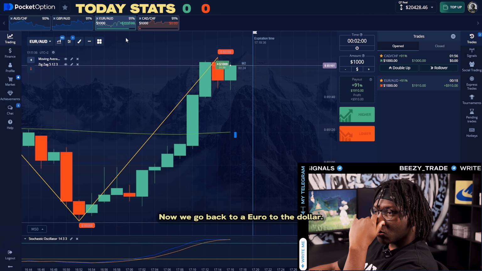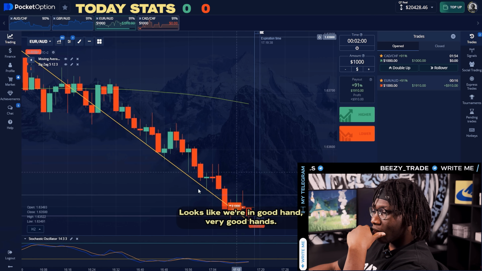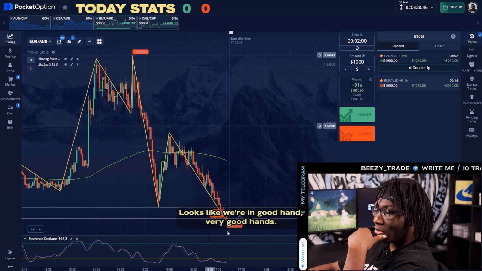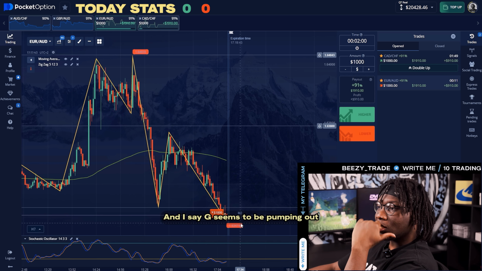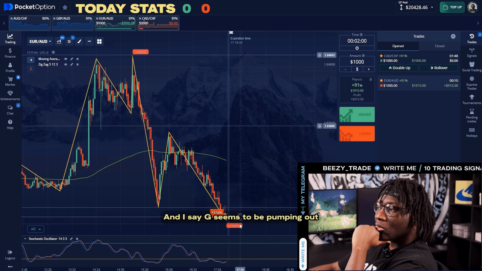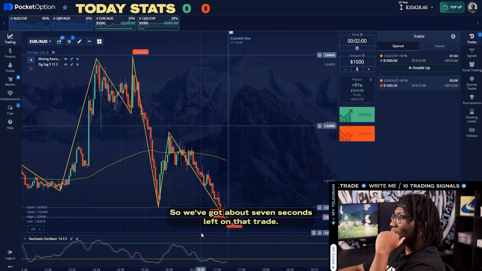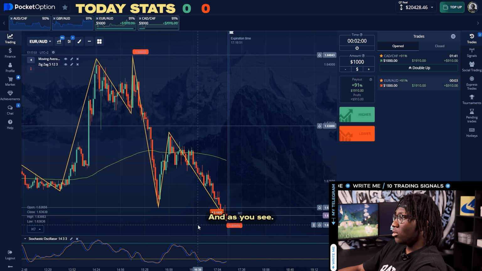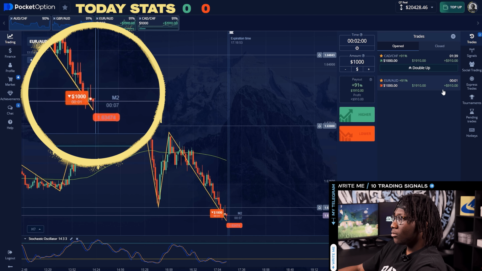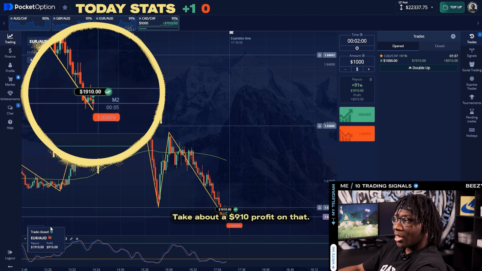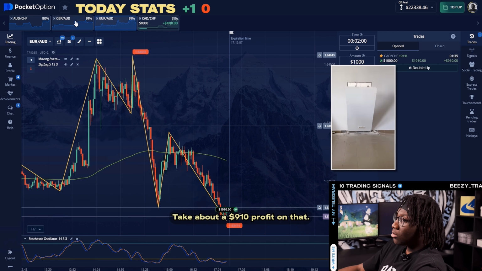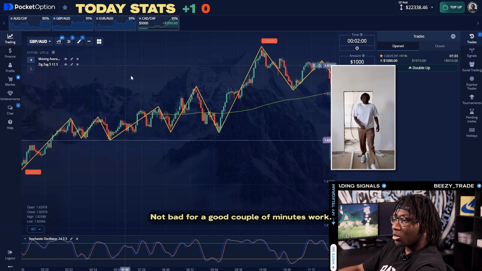Now, if we go back to the Euro Australian dollar, looks like we're in good hands, very good hands, and our strategy seems to be pumping out good profit for us right now. So we've got about 7 seconds left on that trade. And as you can see, we take about a $910 profit on that. Not bad for a couple of minutes' worth.